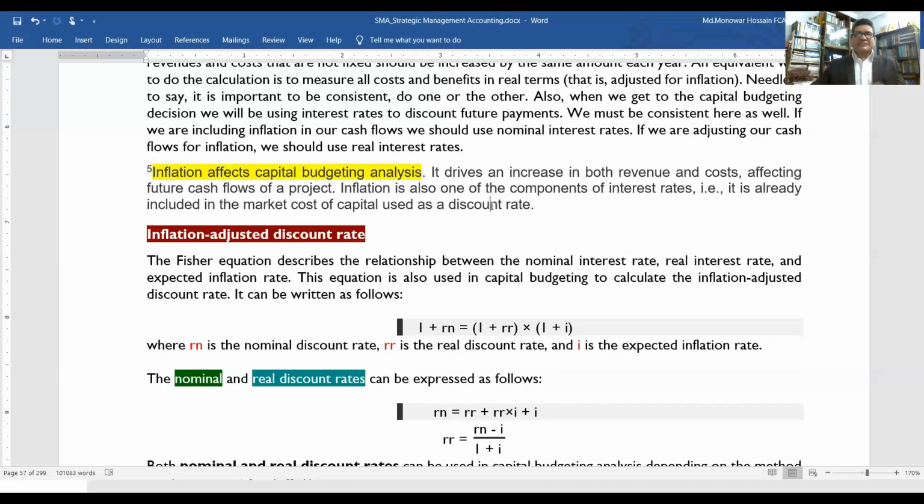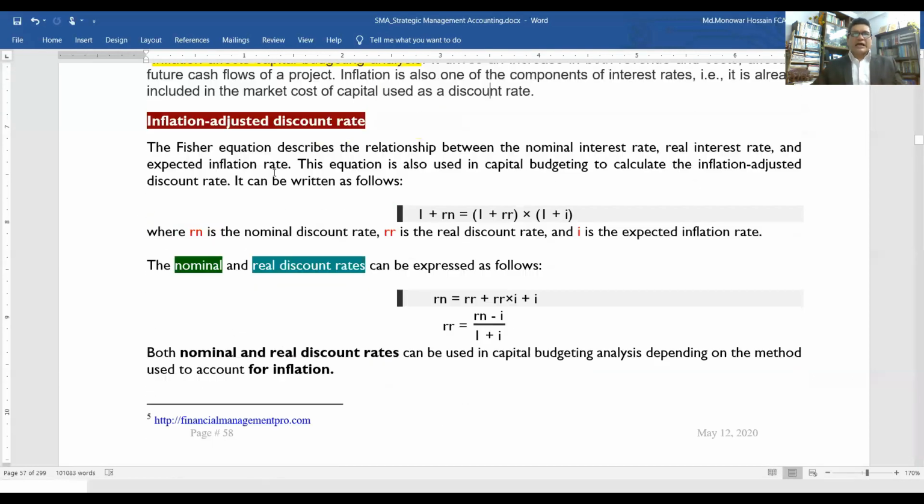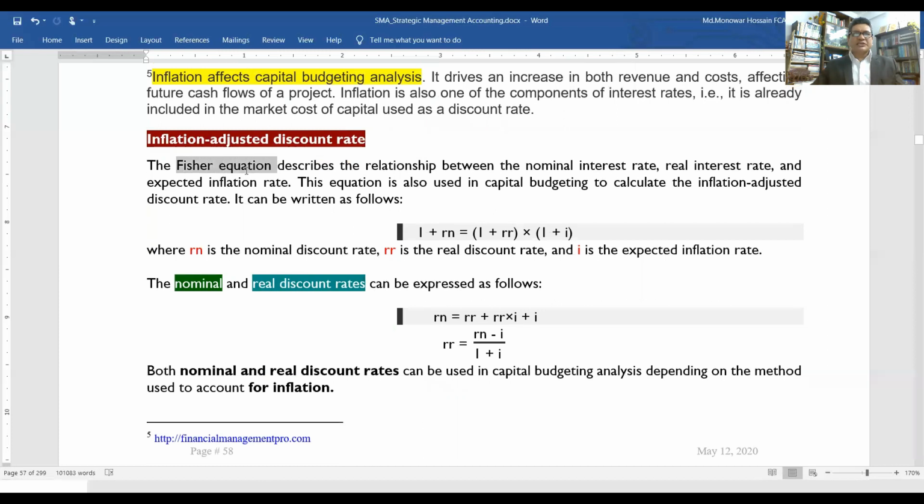So for the inflation adjusted discount rate, we know the Fisher equation, which describes the relationship between the nominal interest rate, real interest rate and expected inflation rate. This equation is also used in capital budgeting to calculate the inflation adjusted discount rate.